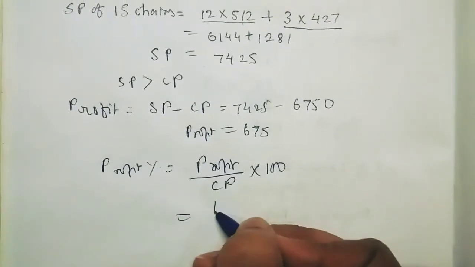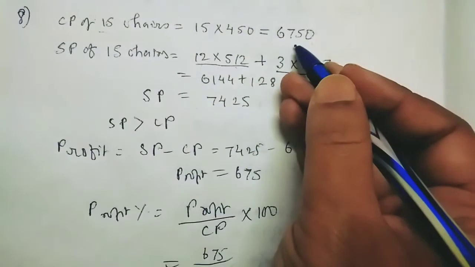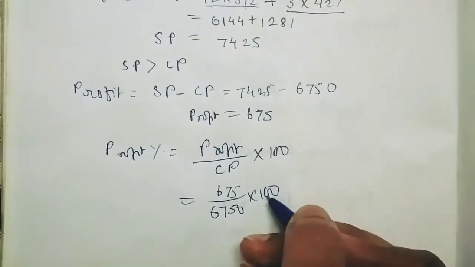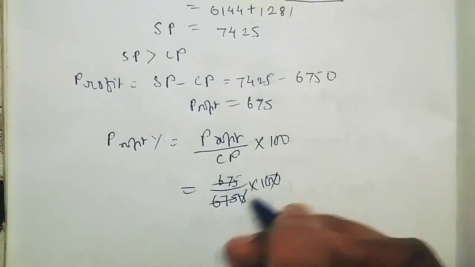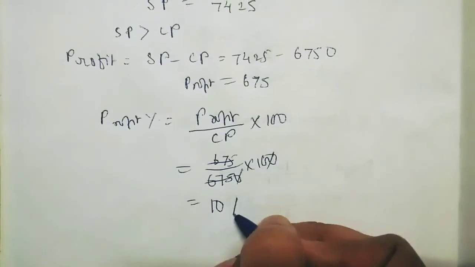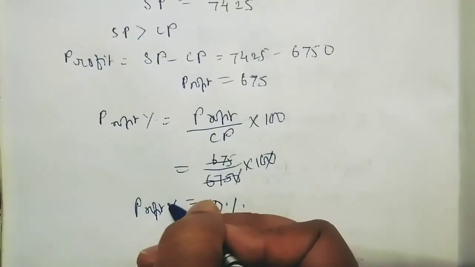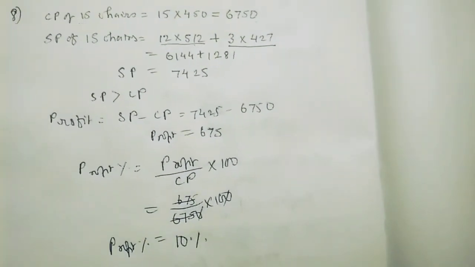So profit is 675 and CP is what? 6750. 6750 into 100. 10 10 cancel. The 675 cancel, and what is remaining? 10. So profit is what? 10%. Understood? So profit percent is what? 10%. In this way you have to take out this question.